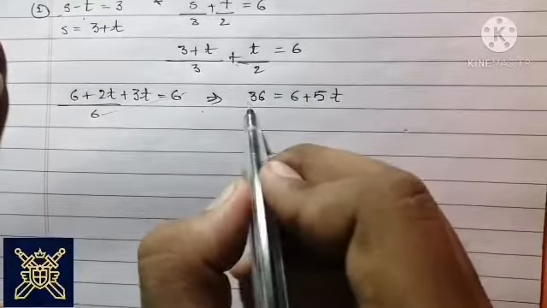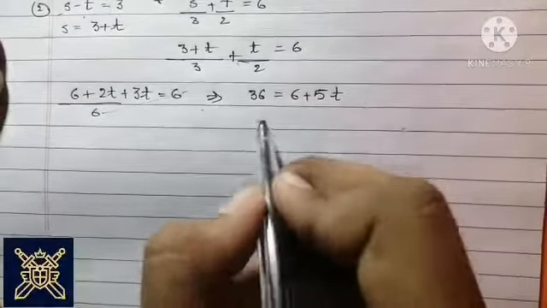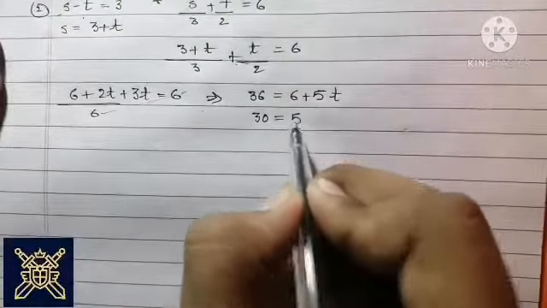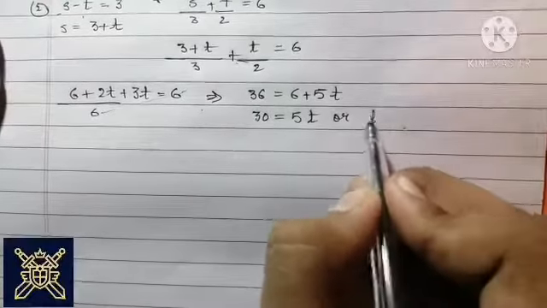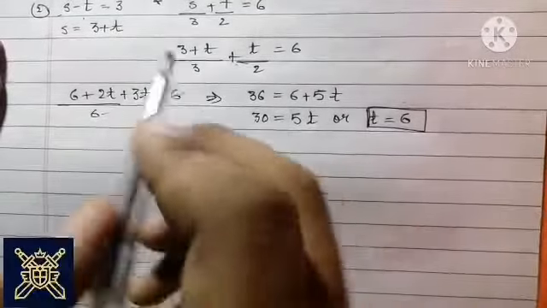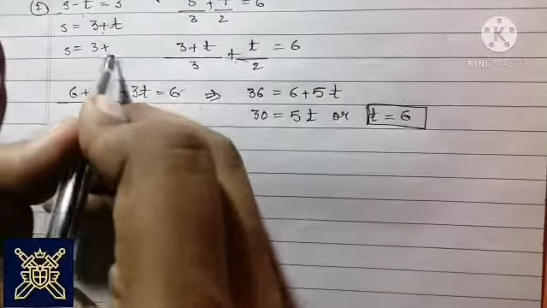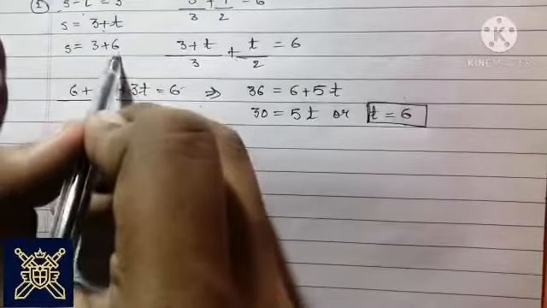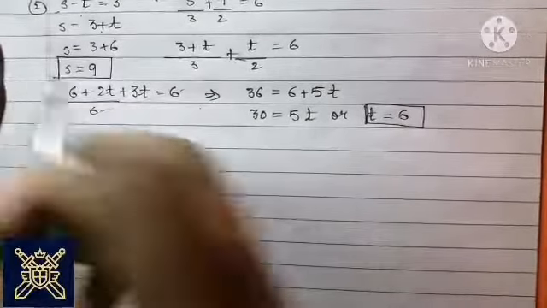This can be written as 36 minus 6 is equal to 5t. So 30 is equal to 5t, or 30 by 5, that is 6. Therefore t is equal to 6. We have got one value, that t is equal to 6. Now put the value over here. So s is equal to 3 plus t. t is 6, so 3 plus 6. Therefore s is equal to 9.